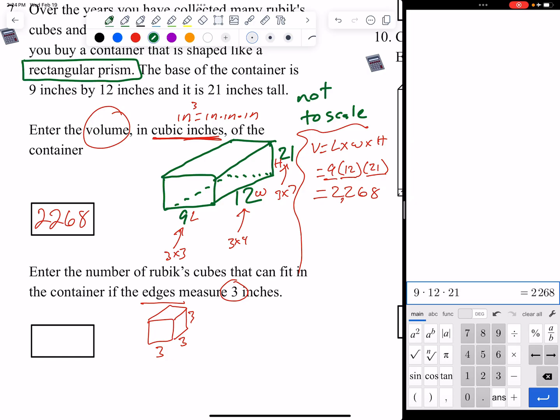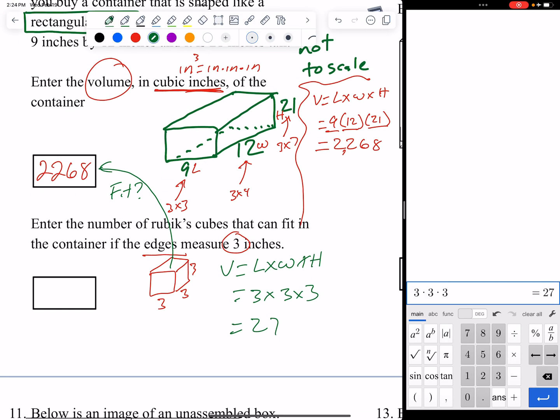So one of the things we got to do is figure out, okay, how much volume does this Rubik's Cube hold? So let's find the volume of this Rubik's Cube. So it's a 3 by 3 by 3. 3 times 3 times 3, and I get 27. So if that's how much space you're taking up, your job is to figure out how many of these fit into that space right there. So if you're trying to figure out how much it fits, that's division. So I'm going to go ahead and take 2268 and divide that by 27.